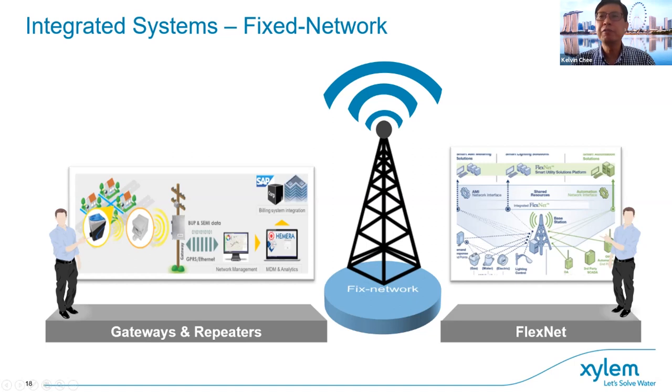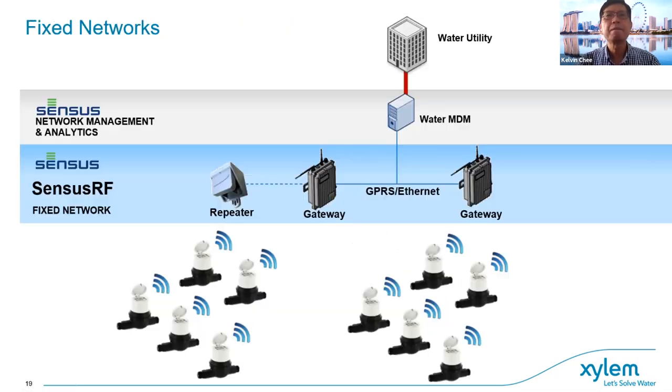And for FlexNet, which is our solution for licensed spectrum, the license has to be procured from the authority and it's a dedicated frequency. So with a lot of these smart grids, you can actually use this concept to talk not only to water meters, but also street lighting as well. So this is a big AMI infrastructure solution.